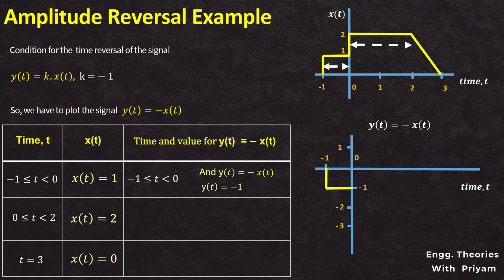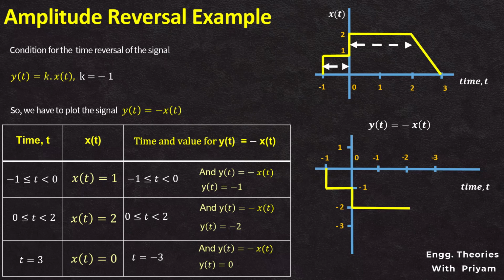And again for the time t greater than or equal to 0 and less than 2, the value of the signal x(t) will be reversed for the signal y(t), or the value of the signal y(t) is equal to -2. And finally, when the time t is equal to 3, the value of the signal y(t) is equal to 0. So this is the amplitude reverse version of the signal x(t), which is achieved simply by multiplying the signal x(t) by -1. And if we take a look at the amplitude reverse signal, then we can see that the amplitude and the duration of the signal do not change. The only change is that the signal is flipped about the x-axis, hence the amplitude reversal operation takes place.